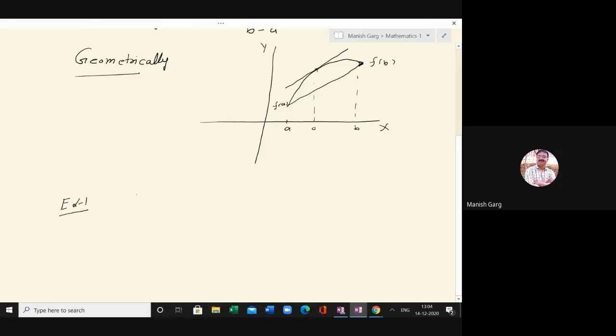Example 1. Suppose let f be a function from AB to R be differentiable.